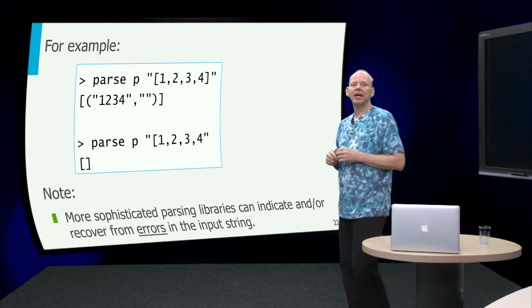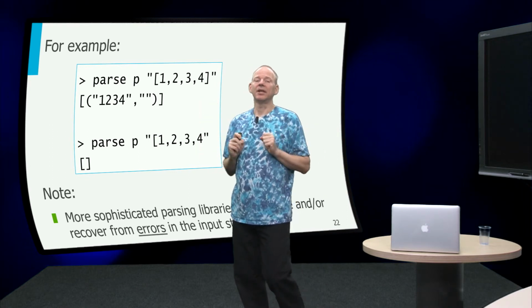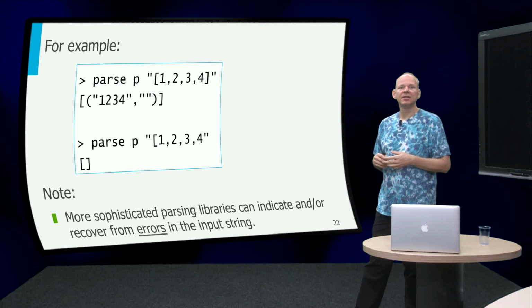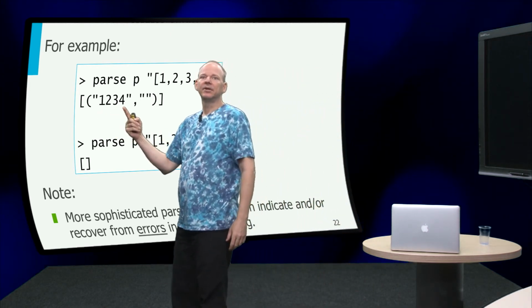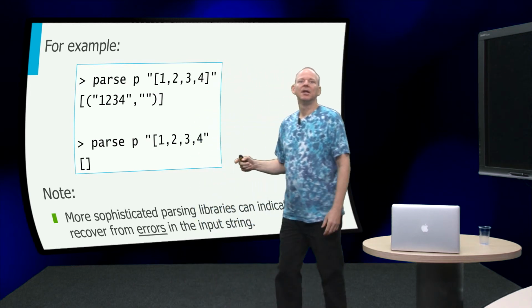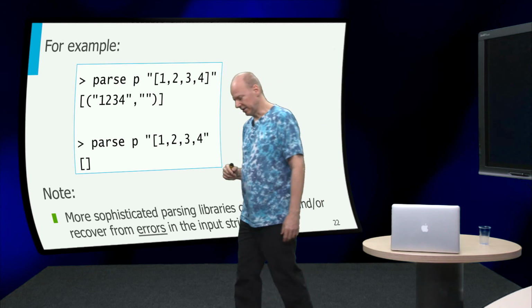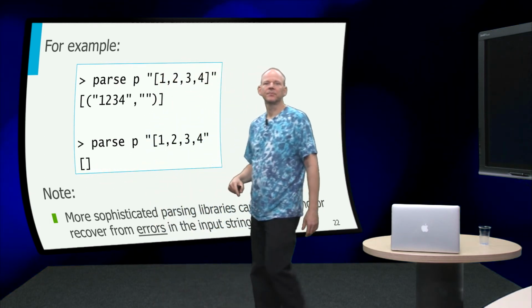If we apply this parser here on the list, it's a string, but we want to parse that string as a list, we will see that we get the digits 1, 2, 3, 4, and if we're trying to parse it on something that's not a proper list, we will get an error.